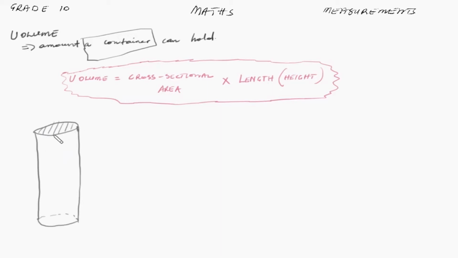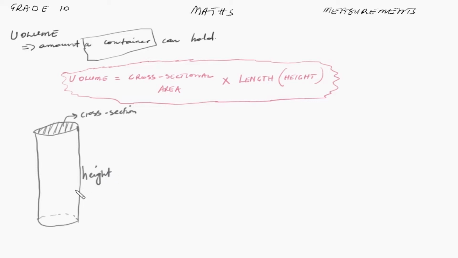This is the cross section of this cylinder. Now, this becomes the height. Here we are talking of the cross section, but here now it's the height because the cylinder is upright.